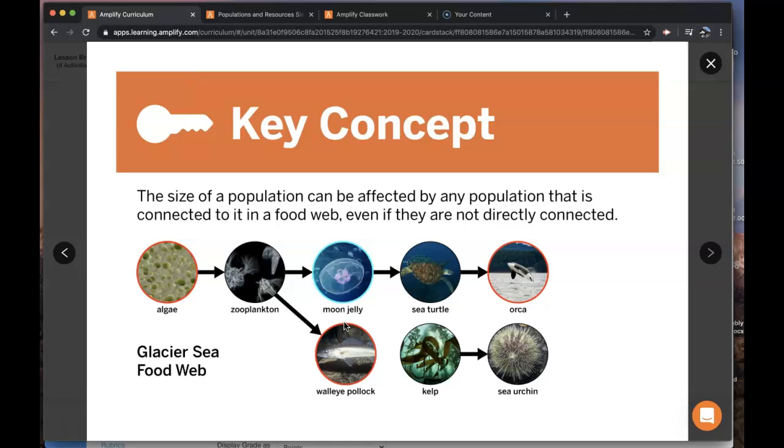So in other words, we've learned that even populations that are not direct consumer or resource populations can affect the size of another population. These are called indirect effects. They happen because one change leads to a change in a population that in turn affects another population.